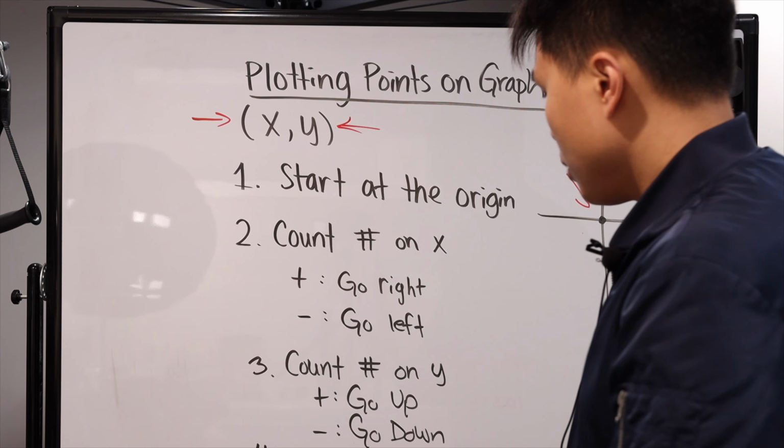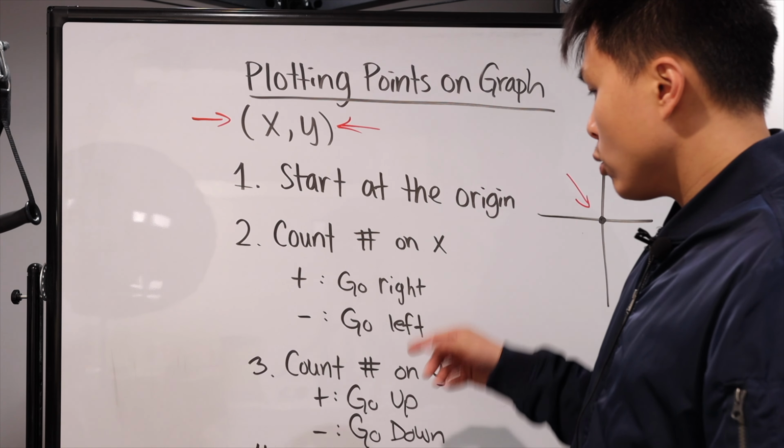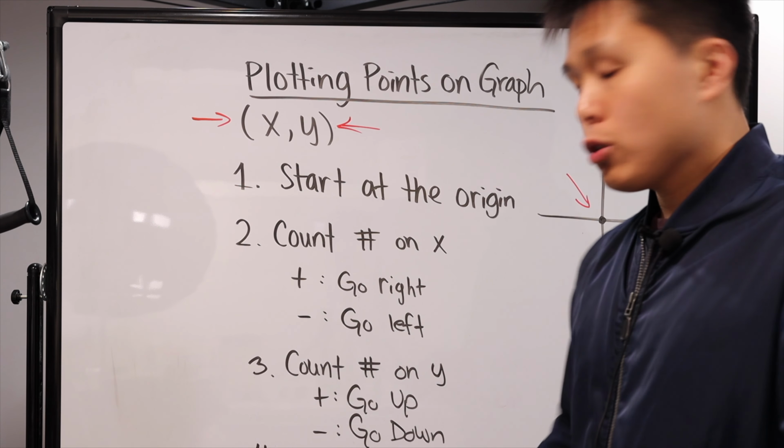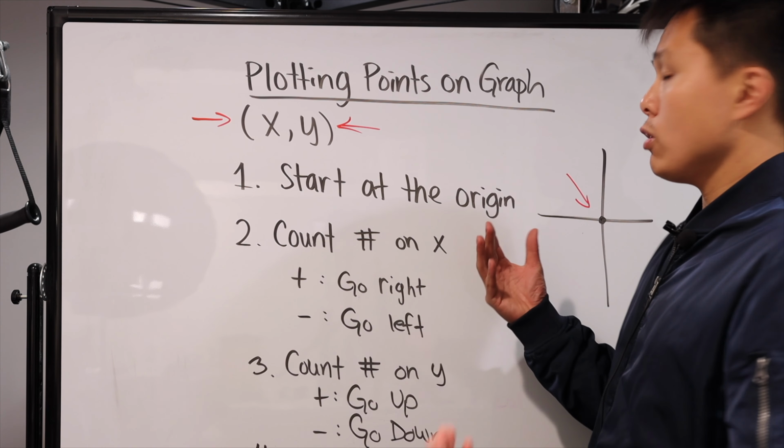5. Fairly simple. And after you're done counting both the x and y without losing your place, all you have to do is plot the point. And then that is it. That's how you plot points on a graph.